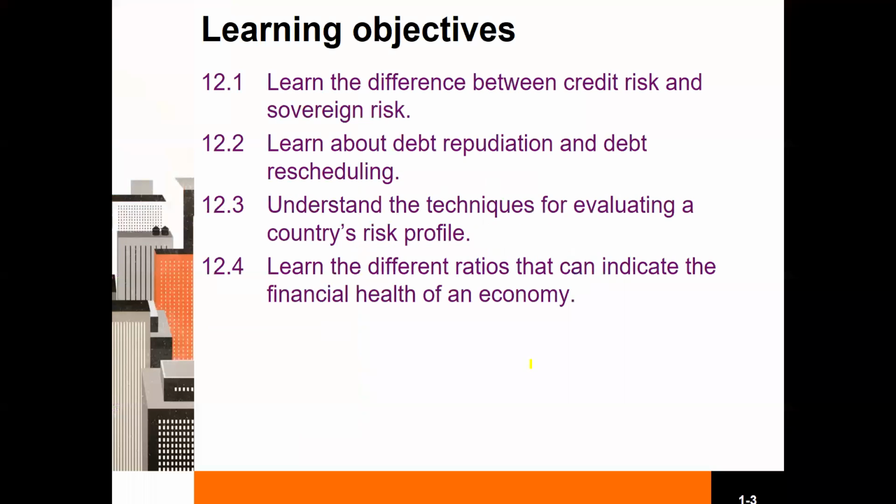In this chapter, we have a couple of learning objectives. First of all, we will learn the difference between credit risk and sovereign risk. Then we will discuss different forms of sovereign risk, particularly debt repudiation and debt rescheduling. Then we will see how we can measure sovereign risk of a country. In fact, we will discuss how we can evaluate a country's risk profile. And last of all, we will see different ratios that indicate the financial health of an economy.